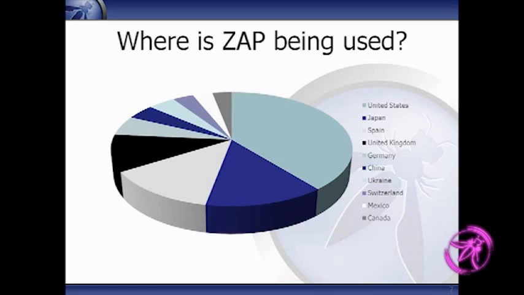Okay, the States at the top, we've got countries like Japan, Spain, Germany, China. And if you look at it, actually, the English-speaking world is probably about 50%. So non-native English speakers probably make up about 50% of the ZAP user base, which I think is great. And the fact that we have translations in Japanese, Spanish, German, Chinese, that might have something to do with it. So if you have got an open source project and you want to have more people use it, internationalize it, and then get people to translate it.